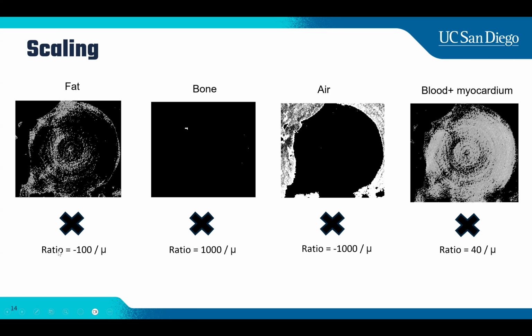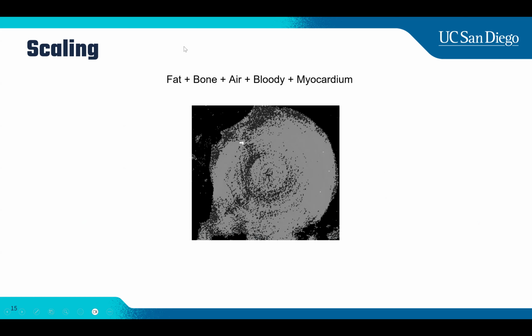So here I multiply the ratio by negative 100 divided by the average of all those fat pixel values. Negative 100 is around the Hounsfield unit for fat, and 1,000 for the bone, and negative 1,000 for the air. And here's the 40 for the blood and the myocardium. So I scale each tissue separately. Then I just add them up.